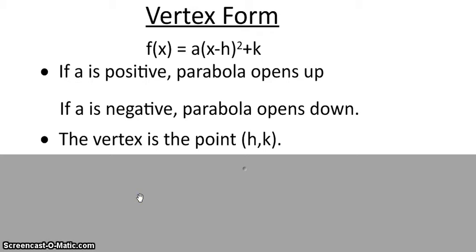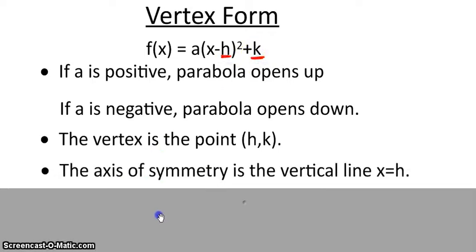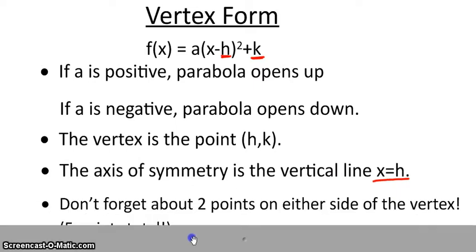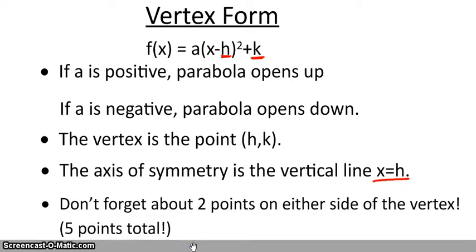Another property of the vertex form is it gives us our vertex. The vertex is (h, k). It also gives us the axis of symmetry. The axis of symmetry is x = h, and you need to keep in mind that the axis of symmetry is a line, therefore it needs to be written in the form of a line. And when we graph a parabola or quadratic function, I expect to see a total of 5 points.